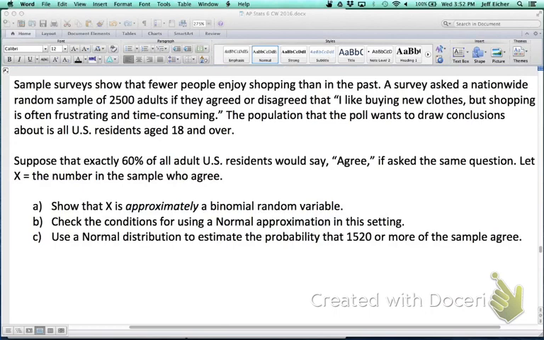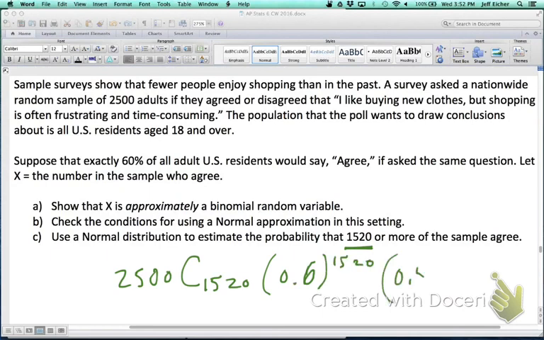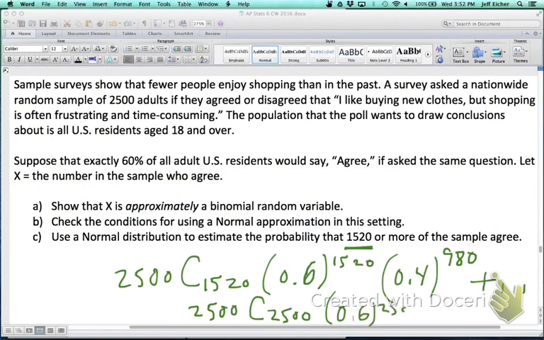As a binomial probability, we could do the binomial theorem and say, let's do 2500 choose 1520, times 0.6 to the 1520, times failure to the, what was that, 980, and then plus, and we can keep doing that until we get to the very last person, 2500 choose 2500, 0.6 to 2500, and the next one's going to equal 0 raised to the 0.